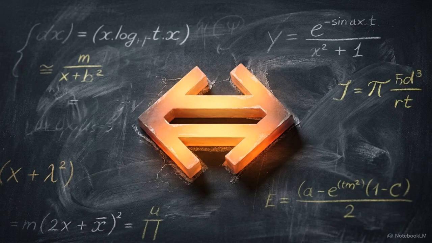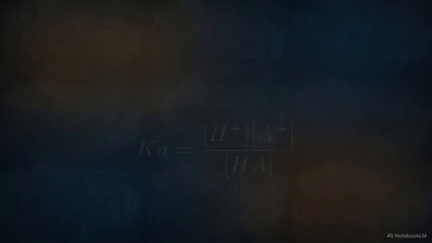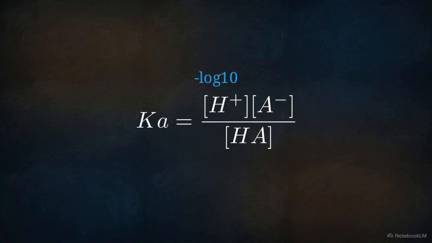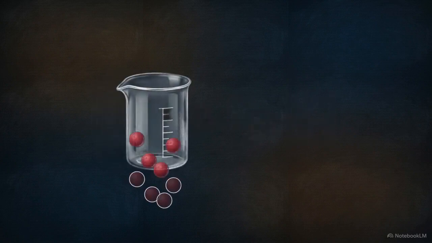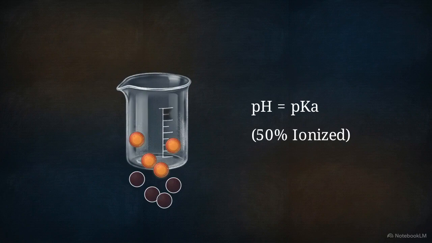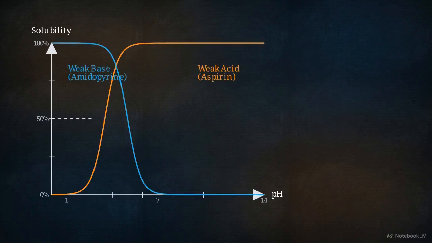To track how a drug responds to this changing pH, we measure its acid dissociation constant, or Ka. This constant tracks the equilibrium between unionized molecules and ionized species in weak acids and bases. Taking the negative logarithm of the acid dissociation constant yields the Henderson-Hasselbalch equation. It links the body's pH, the drug's pKa, and the ionization ratio. A strict rule emerges. When environmental pH equals the drug's pKa, it is exactly 50% ionized.